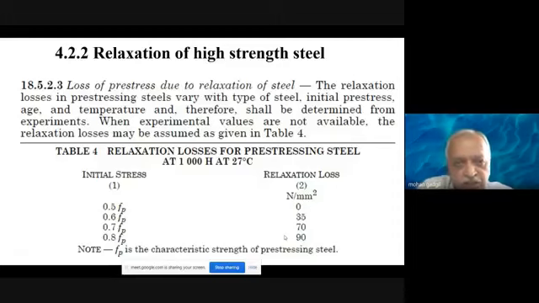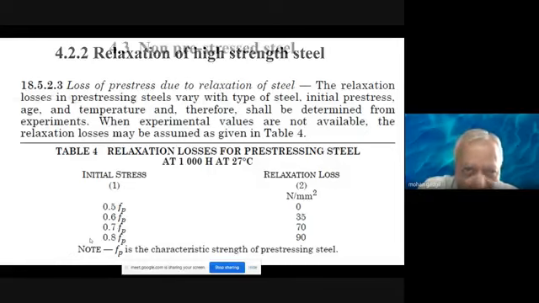Now, relaxation is one phenomenon which you have to consider in prestressed concrete, because when you have got the high stress applied, say 1500 MPa and so on, due to this high stress, internal molecular adjustment takes place, and over a period of time, the strain increases. The result is that your stress decreases to some extent, and to that extent, you have to consider the loss in prestress due to relaxation of high strength steel.